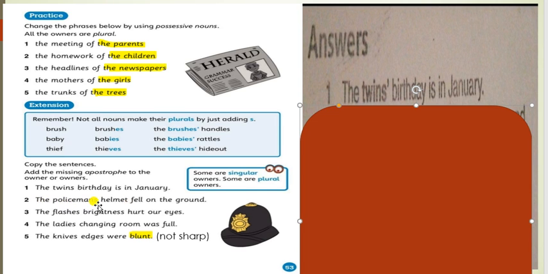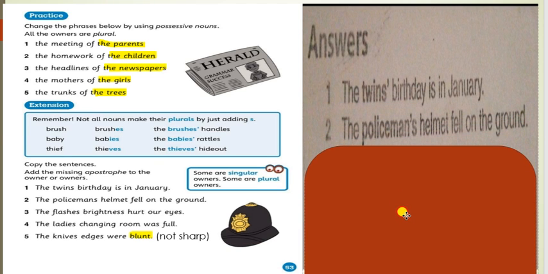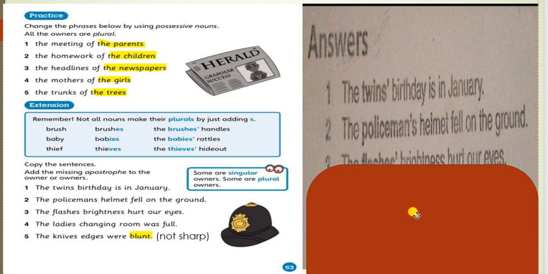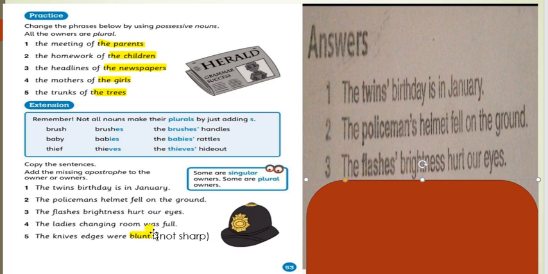Okay, number two, the policemans helmet. The word policeman is a singular noun, and there is an apostrophe missing here. So are we going to put the apostrophe before the s or after the s? We are going to put the apostrophe before the s because the word man is a singular word. So it's the policeman's helmet fell on the ground, and here is the answer. Very good. The third one, the flashes, and here we have es, which means that this is a plural noun with s. So when the noun is plural with s, where do we put the apostrophe? After the s. So it will be the flashes' brightness hurt our eyes.